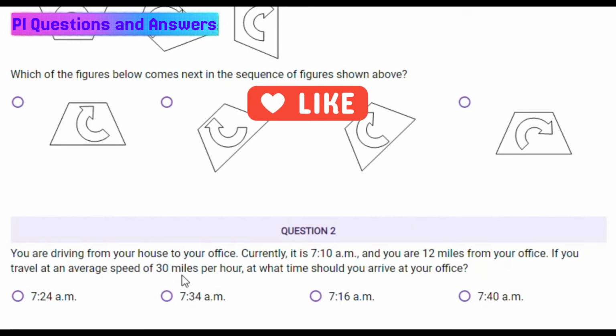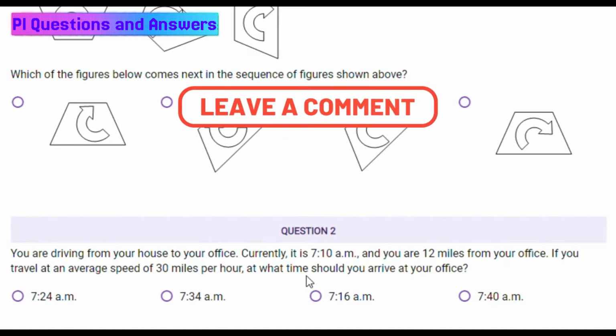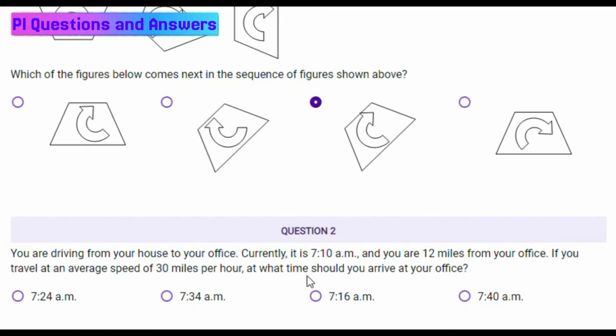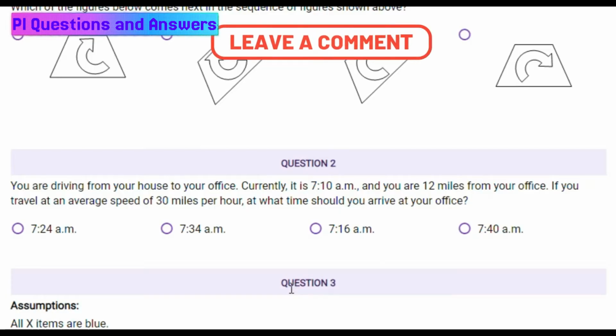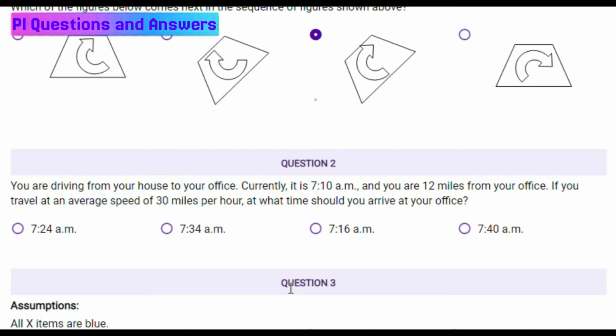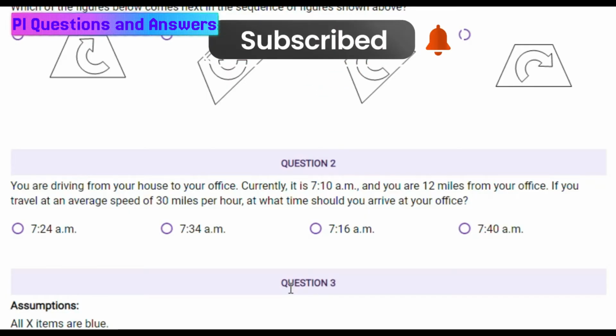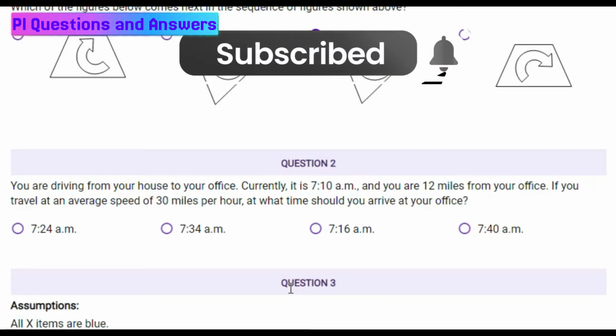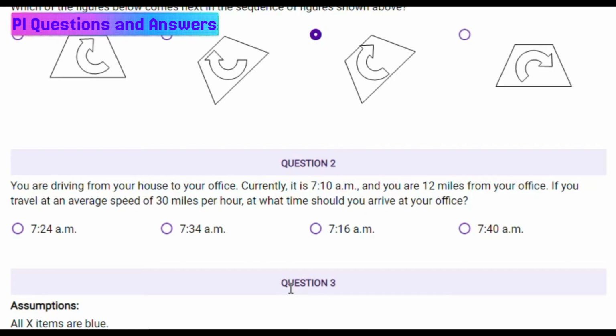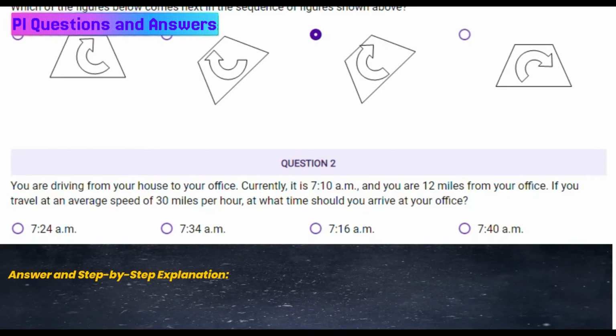Question number 2. You are driving from home to your office. Right now, the time is 7:10 a.m. You are 12 miles away from your office. Your car is moving at an average speed of 30 miles per hour. What time will you reach your office? Options. Option 1, 7:24 a.m. Option 2, 7:34 a.m. Option 3, 7:16 a.m. Option 4, 7:40 a.m. Answer and step-by-step explanation.